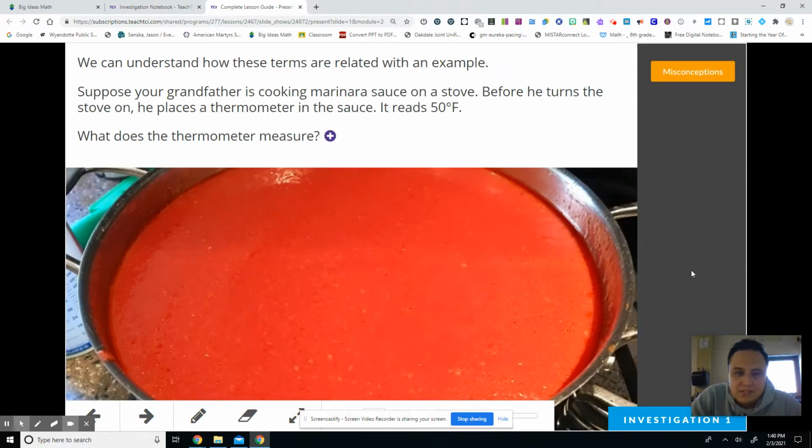Okay, so we can understand how these terms are related with an example. Suppose your grandfather is cooking a marinara sauce on the stove, like a red spaghetti sauce. Before he turns on the stove, he places the thermometer in the sauce and it reads 50 degrees Fahrenheit. So what does that thermometer measure? Well, the thermometer is going to measure the temperature of the marinara sauce.